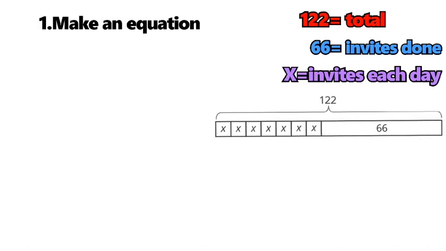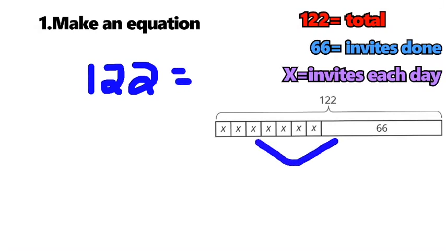So one of the very first things that I can do is make an equation and then solve for X. X is what we're looking for. How many invites does Tyler want to make each day? I know that my total is 122, so I'm going to go ahead and write that here. 122 is... What is it equal to? What is our tape diagram telling us? Well, 66 plus how many X's? Yeah, you got it, 7X.